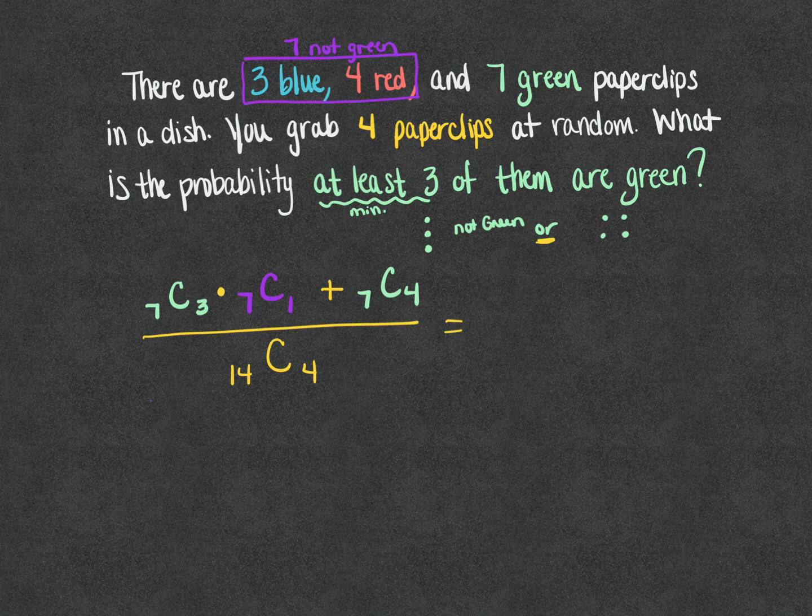Again, doing a calculation, 7 choose 3 times 7 choose 1 is 245. 7 choose 4 is 35. And 14 choose 4 is 1001. Adding our 245 and our 35 together, we find the probability of getting at least 3 green paper clips is 280 over 1001.